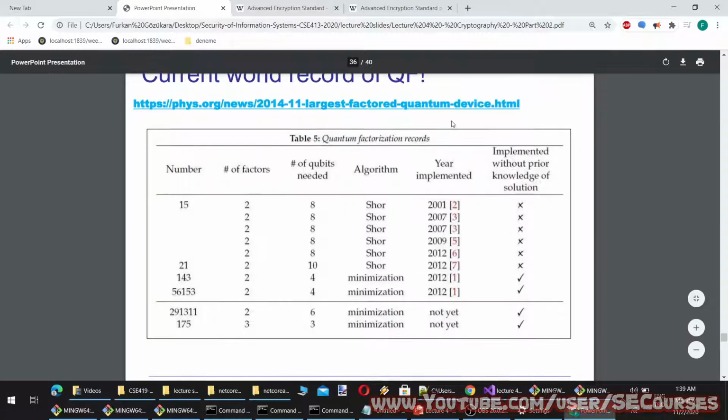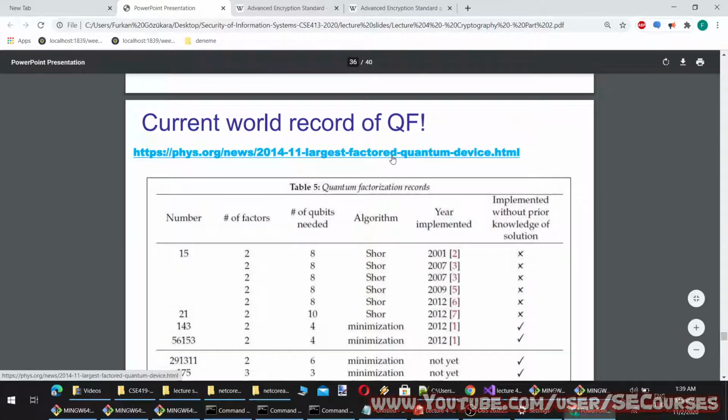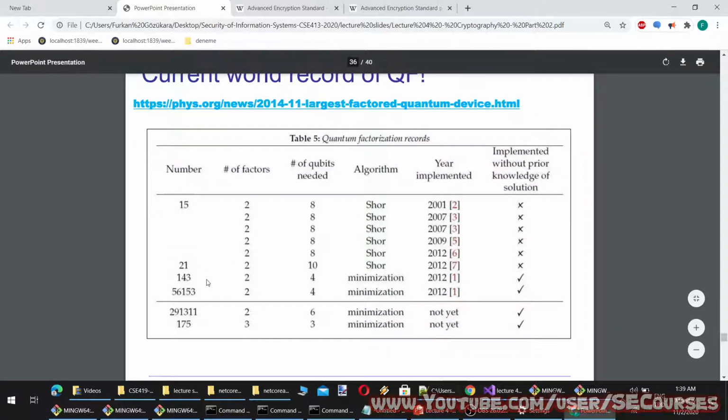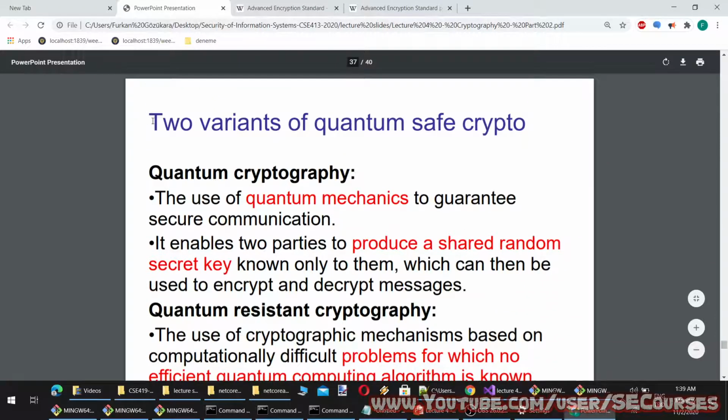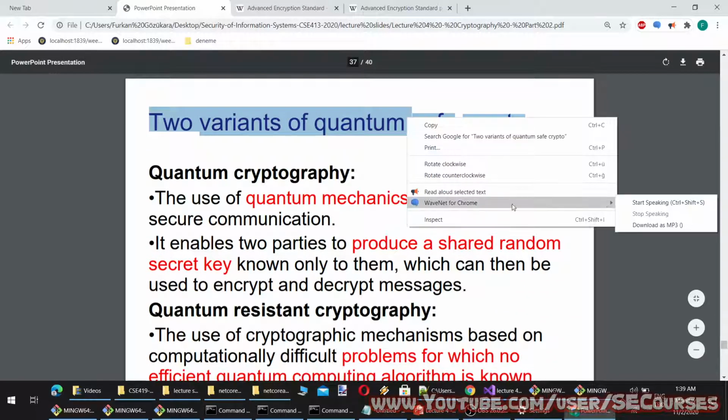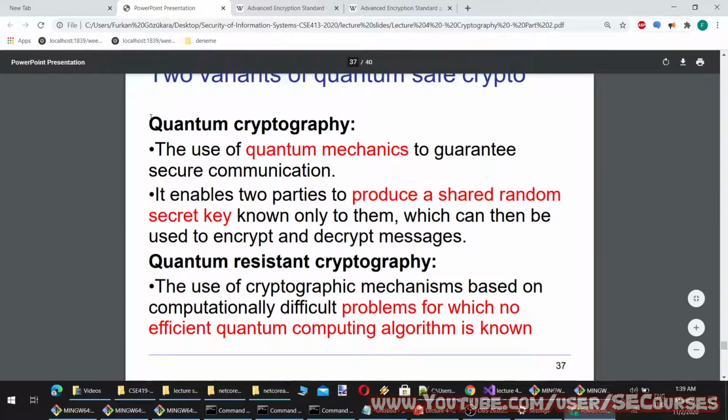So this is the current world record of factorization and two variants of quantum safe crypto.